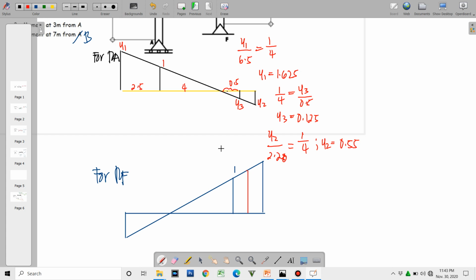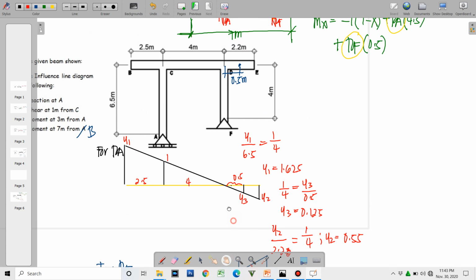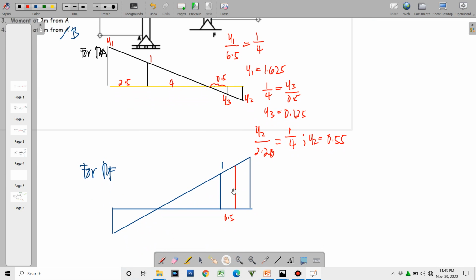.5 meters from D. Okay, from D, this one. Say this is y1, y2, and y3. So we just placed the distances for our reference.